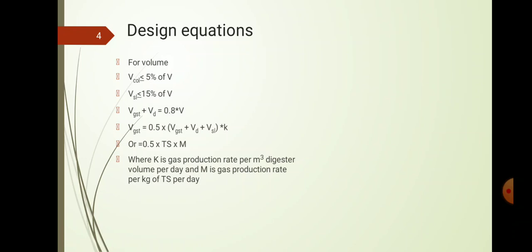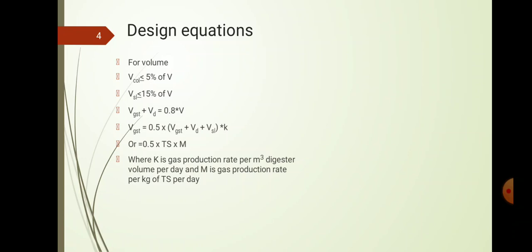Similarly, capital M is the gas production rate per kilogram of total solids per day. Here TS is the total solid content. So if you are inputting waste into this, how much solid content is present? The waste will be solid plus liquid content in the digester.